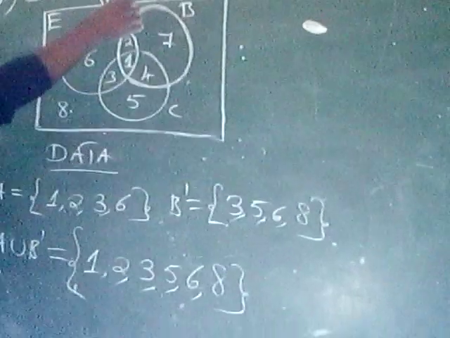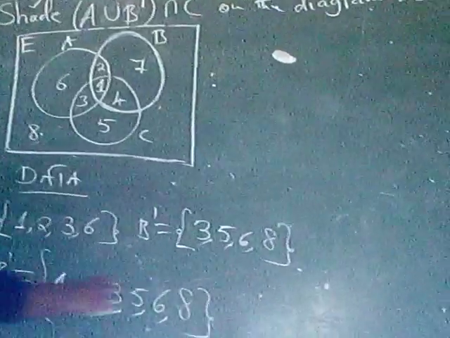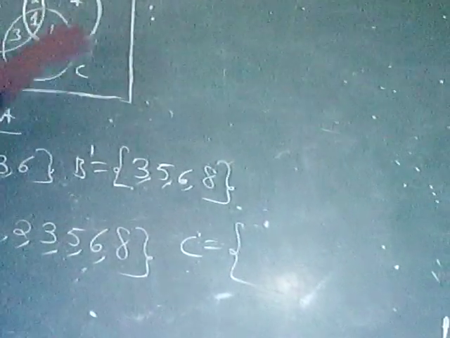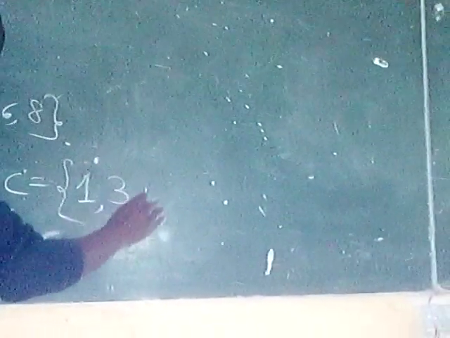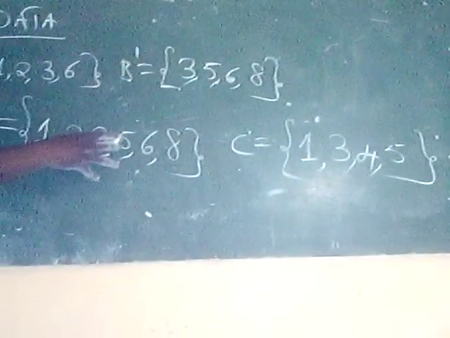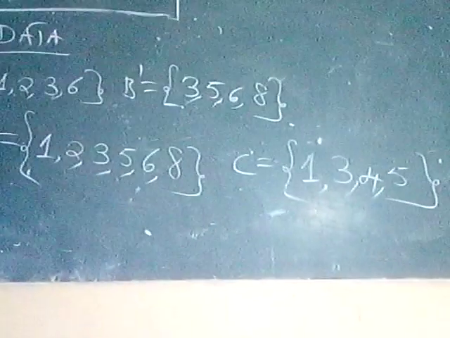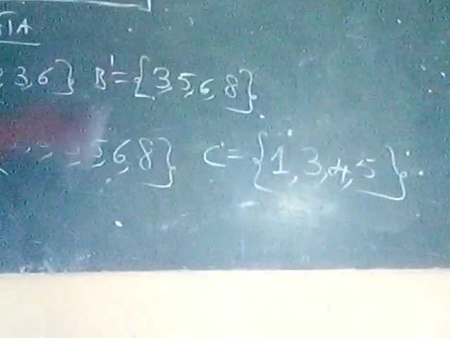Now they say intersection C. You also do well to write your set C alone here. Where is set C? It is this one here. We have a 1, we have a 3, a 4, and of course a 5. That's what we have. At the end of the day, we compare what is found here and also what is found here. This is A union B complement, and this C is this one here. So let's compare what is here and what is there.